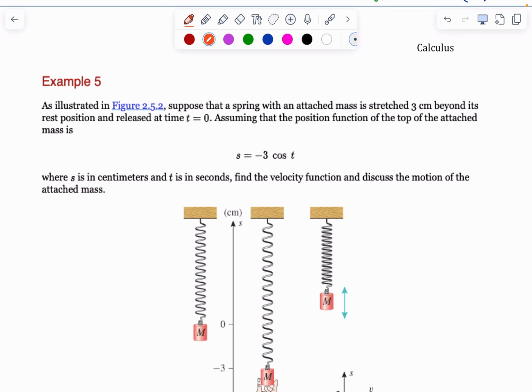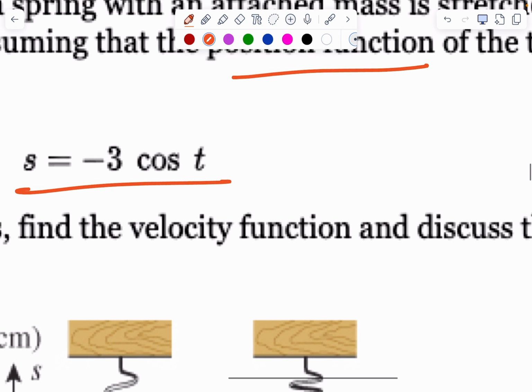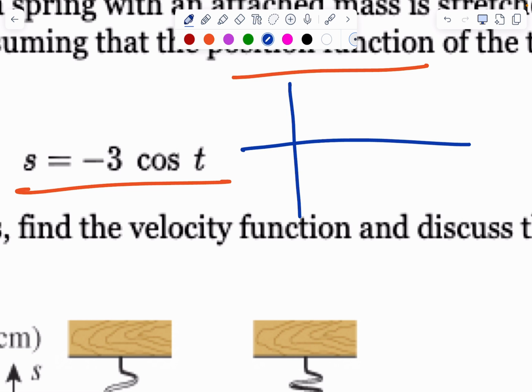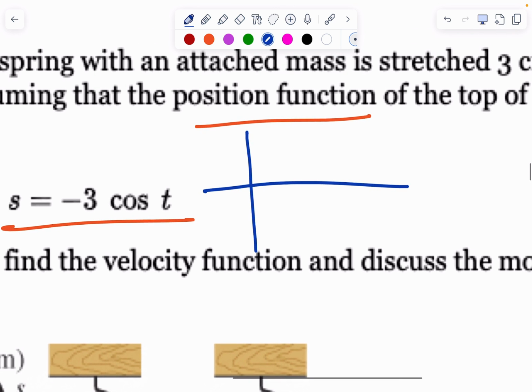We have a spring, and the spring is doing this. This is physics. Assume the position function of the spring is cosine, or my trick, negative cosine. Megan and Remington, do you remember what negative cosine looks like? It should be down, and then up, and then down again.